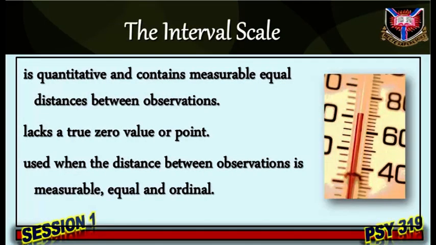The interval scale. An interval scale is quantitative, contains measurable equal distances between observations but lacks a true zero value or point. Interval scales are used when the distance between observations is measurable, equal, and ordinal, but a true 0 point is unnecessary. The basic mathematical operations of addition, subtraction, multiplication, and division can be performed on data collected from interval scales when a 0 score appears on an interval scale.